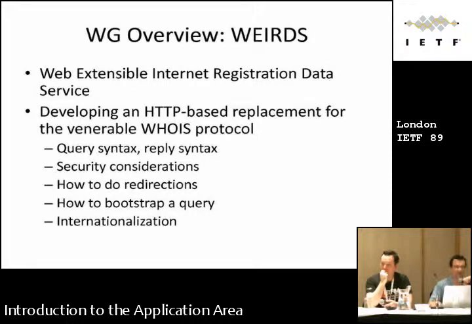And internationalization is also a big deal. The homograph attacks I mentioned before are of concern, but the ability to include internationalized data in a domain name or network registry is not something WHOIS supports right now, and obviously we're long past the time where we do need that. So that's what Weirds is working on.